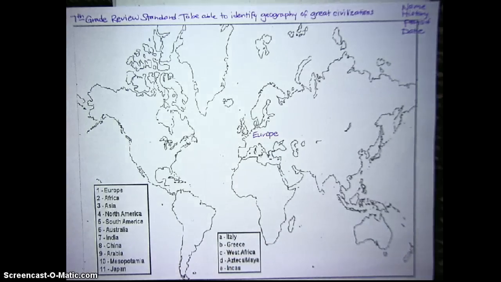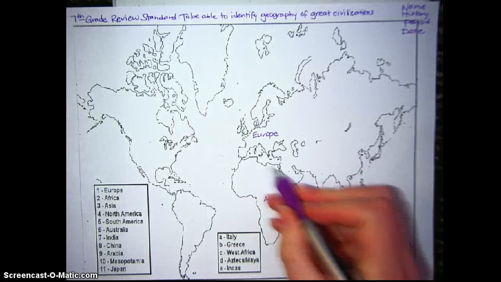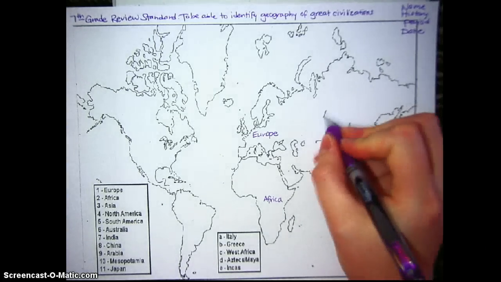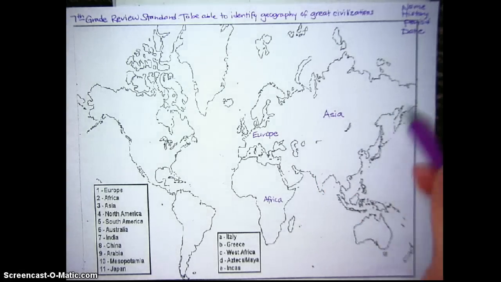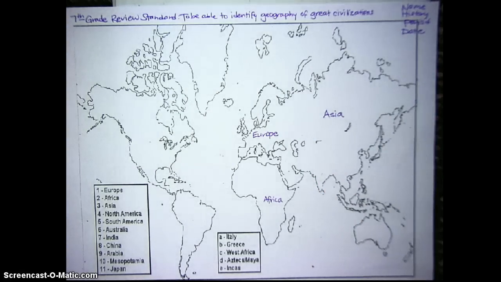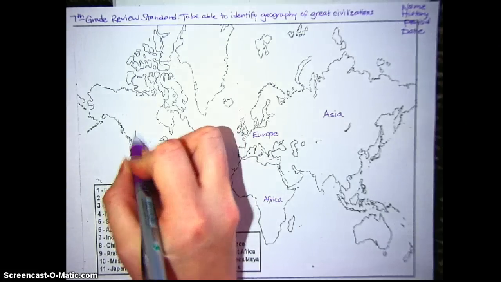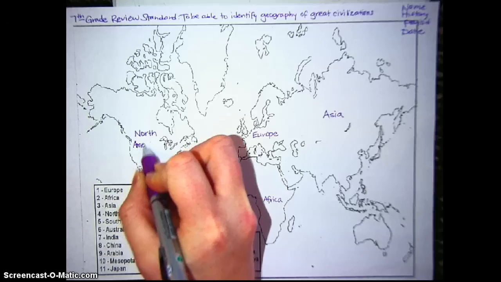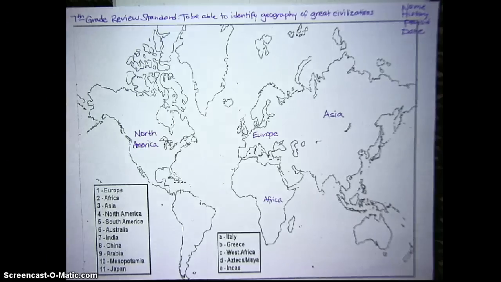Number 2 is Africa. Africa is right down here. Actually, Africa is all of this. This whole thing's Africa. 3 is Asia. Asia is this large land continent over here. This is all Asia over here, considered Asia. 4 is North America. That's us. That's this whole area right here is considered North America.